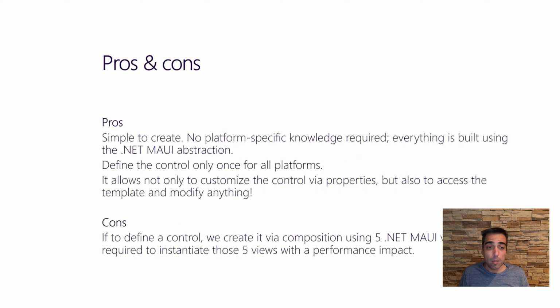What are the pros and cons? The pro is pretty similar to the previous content view option. It's really simple to create. There is no platform specific knowledge required, so everything is built with the dotnet MAUI abstraction. It's really great. And also we are going to define the control only once for all the platforms. That's also amazing. It allows not only customizing the control via properties, like the color property, but also we can access the template and modify anything that we want. That's also a really good point. The cons are pretty similar to the previous case. Only remember that if to compose your control you require 10 dotnet MAUI views, you are going to instantiate those 10, with the performance cost.